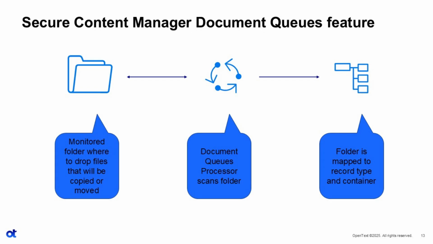Document queues offer a simple yet powerful way to synchronize a folder with Secure Content Manager. By monitoring a designated folder, SCM can automatically capture incoming files, declare them as records, and assign default metadata, such as record type and container. This process ensures consistency and saves time, especially for high-volume or routine content. Whether files are dropped manually, generated by a system, or routed from another source, document queues streamline the capture workflow and reinforce governance from the moment content arrives.